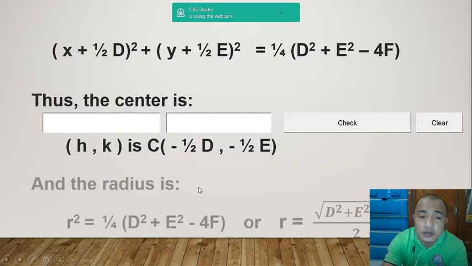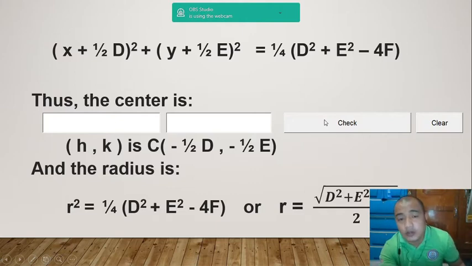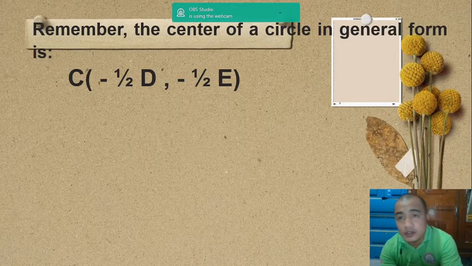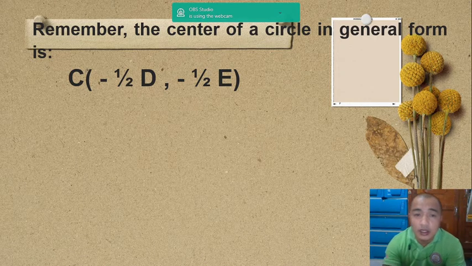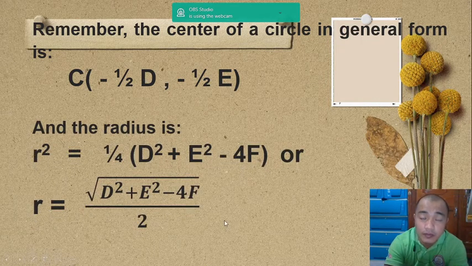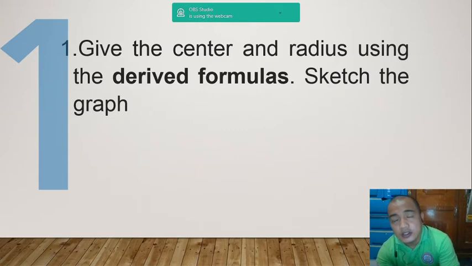And what about the radius? Radius is, or r squared is 1/4 quantity d squared plus e squared minus 4f, or r is square root of d squared plus e squared minus 4f all over 2. Okay? So remember, the center of a circle, if the equation is given in general form, is negative 1/2 d, negative 1/2 e. And the radius is square root of d squared plus e squared minus 4f all over 2. Or you can use r squared equals 1/4 quantity d squared plus e squared minus 4f, and later on, get the square root of both sides. Yeah, pwede rin yun.